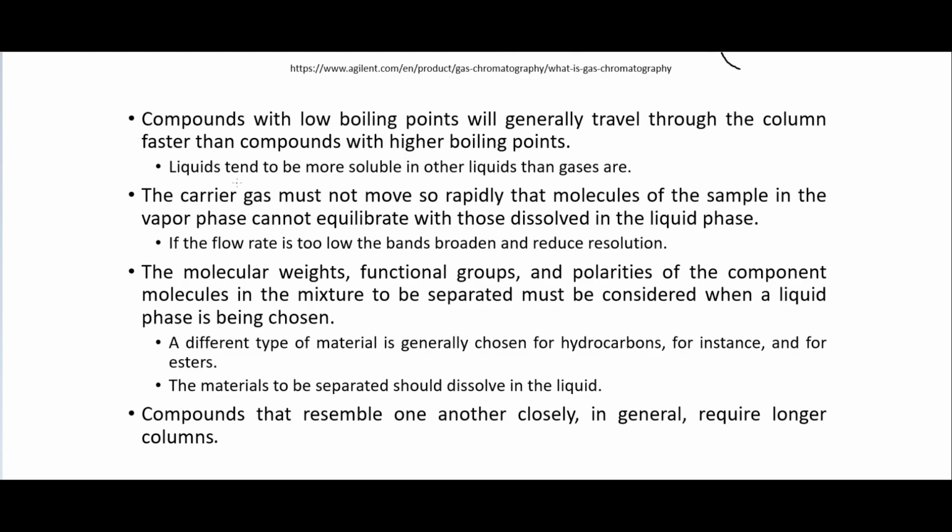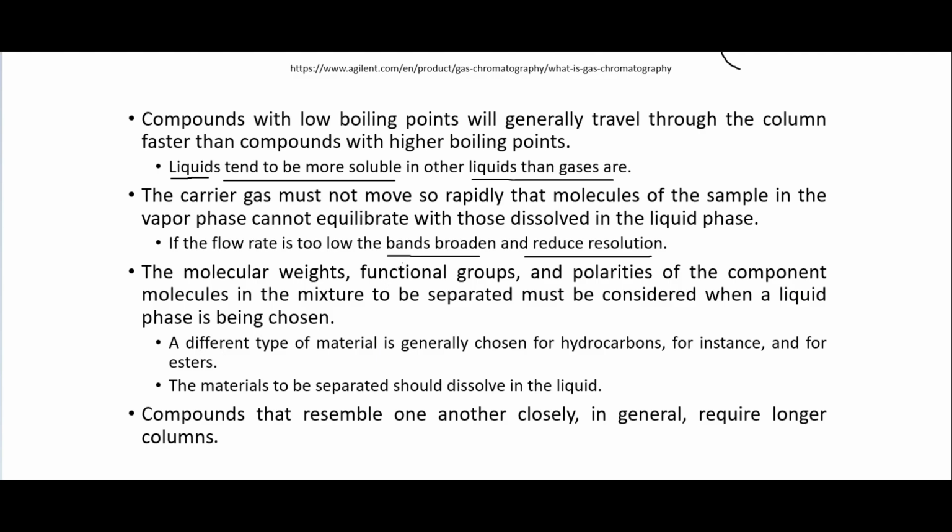And one of the reasons for this is that liquids tend to be more soluble in other liquids than gases are. So the carrier gas must not move so rapidly that molecules in the sample in the vapor phase cannot equilibrate with those dissolved in the liquid phase. So if the flow rate is too slow, though, the bands broaden and that can reduce resolution. So again, we want that trade-off of moving fast enough but not too fast.